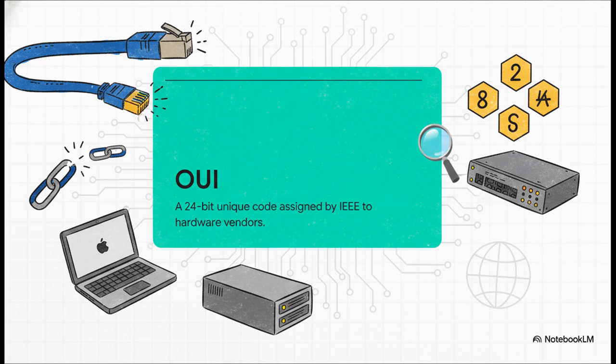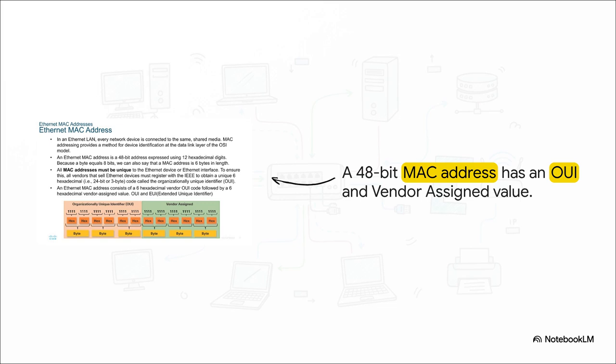This is what absolutely guarantees that no two network cards on Earth share the exact same hardware address. Now, what's really fascinating about this slide is how elegantly that identifier fits into the grand scheme of things. The full MAC address is exactly 48 bits long, and it's split perfectly down the middle. The first half is that vendor OUI code we just talked about, and the second half is a completely unique value assigned by the vendor to that specific device. It's just a foolproof system for global uniqueness.